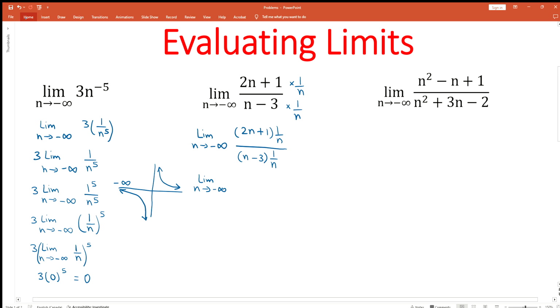Next, we can distribute 1 over n in the parentheses in the numerator and denominator. We should multiply both terms in the numerator and the denominator parentheses by 1 over n. 2n times 1 over n is equal to 2. 1 times 1 over n is 1 over n. In the denominator, n times 1 over n is 1. Negative 3 times 1 over n is negative 3 over n. Now we can use the algebraic laws of limits to apply the limit to each term in this expression.